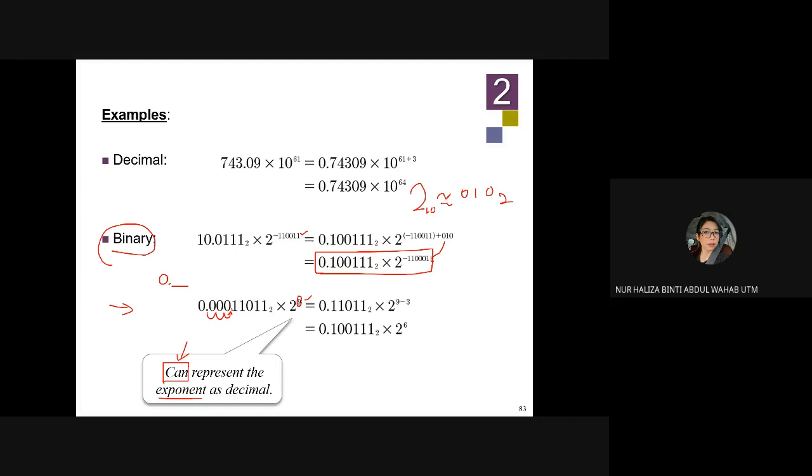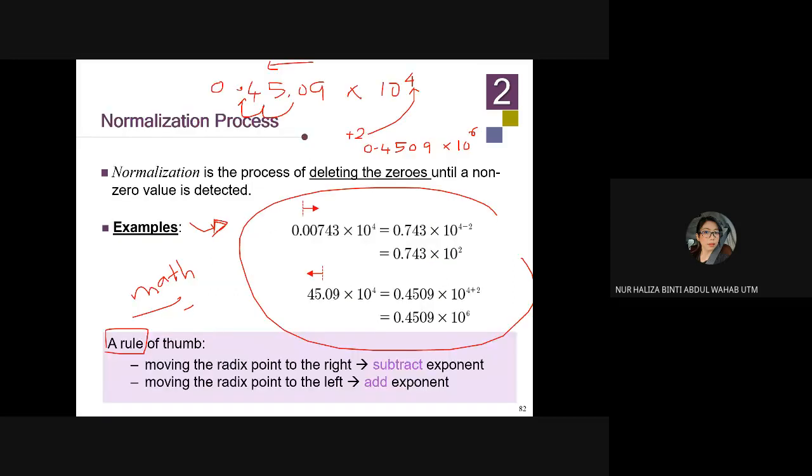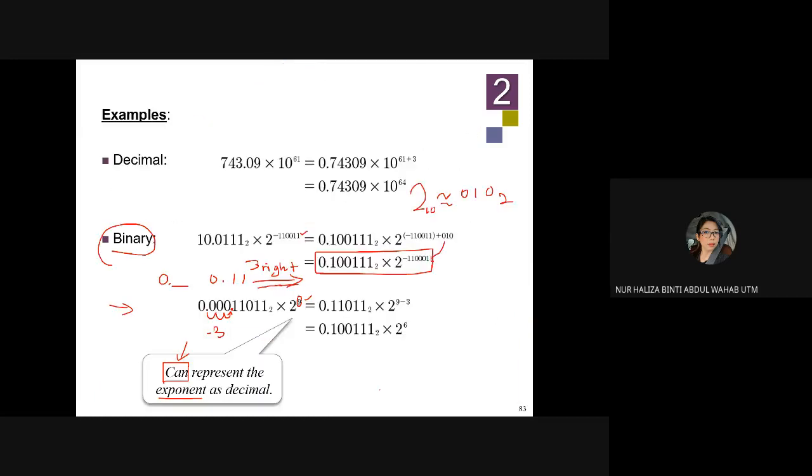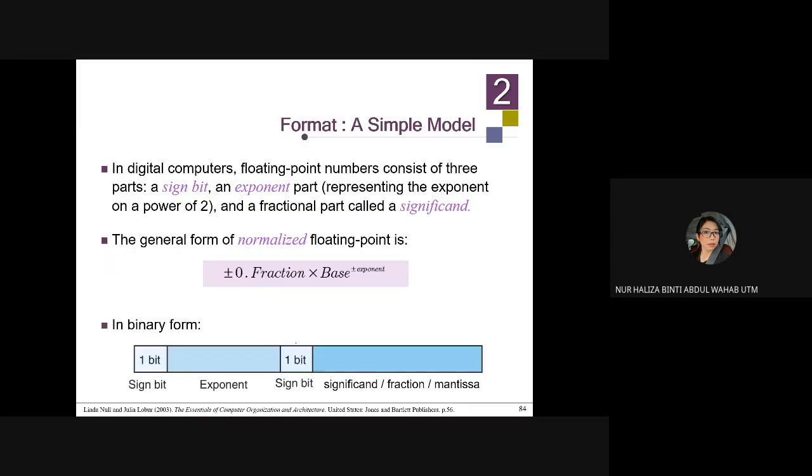So I'm going to put my radix point here. Then I will get 0.11 and so on. And how many times? 1, 2, 3. 3 times to the right. Then I'm going to subtract 3 because I'm going to the right. Check back your rules. To the right, you're going to subtract. To the left, you're going to add. Easy, right? Just remember that. Then you can easily get the answer.